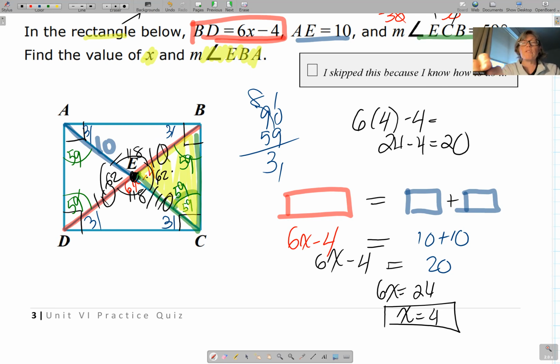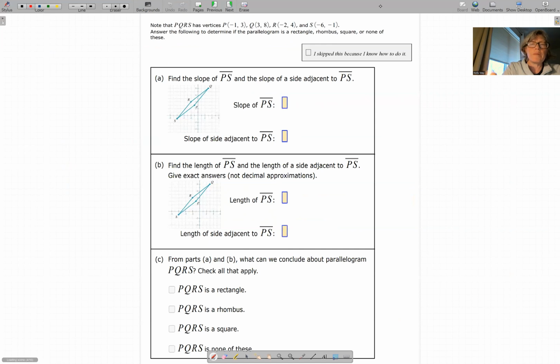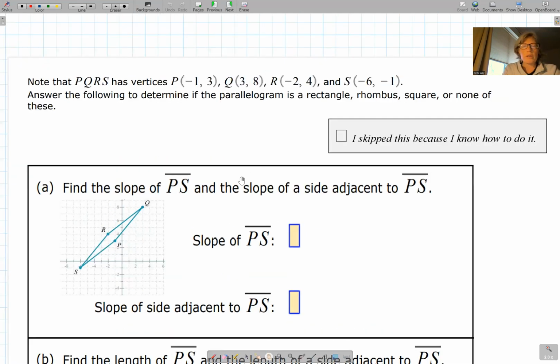Okay, now you go back and you just ask yourself, what did it ask for? Well, it asked for x, which we have right here. Check. Ta-da! And it asks for E, B, A. So just very carefully, E, B, A. And it is 31. Okay, be very, very careful. It's not a difficult problem, but it takes a lot of steps. And I'll give you a couple tricks.